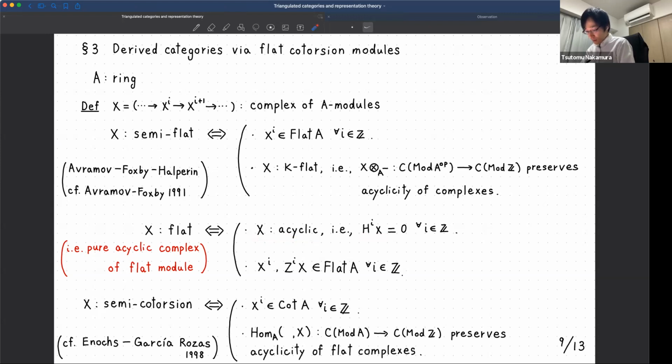Also, its components and all cycle modules are flat. So flat complexes are always semi-flat. So this is actually a weaker notion than flatness. But this terminology could sometimes be confusing. So I slightly prefer to call such complexes pure acyclic complexes of flat modules. In fact, pure acyclicity can be independently defined, and the two definitions agree for complexes of flat modules.